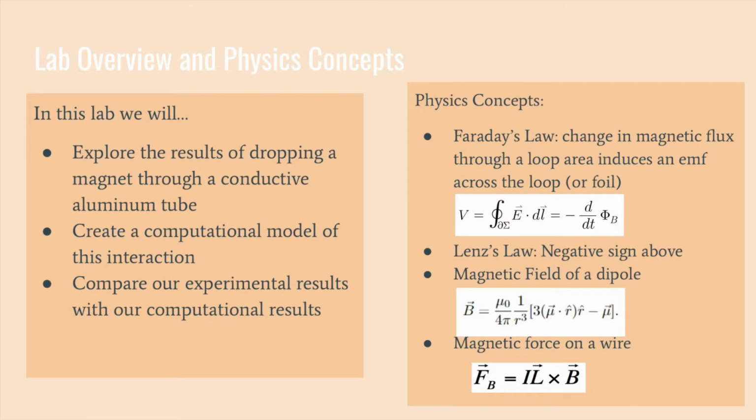The physics concepts covered in this are Faraday's Law, which is a change in magnetic flux through a loop area induces an EMF across the loop, and also Lenz's law, which says that the magnetic field generated from the induced current is opposite of the change in flux through the loop, which is the negative sign of the equation above. We're also going to need to know the magnetic field of a dipole and the magnetic force on a wire.